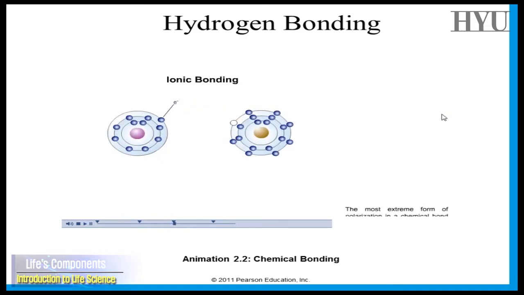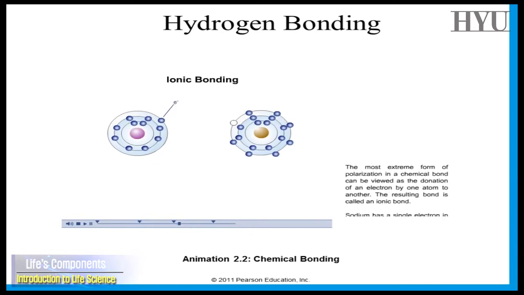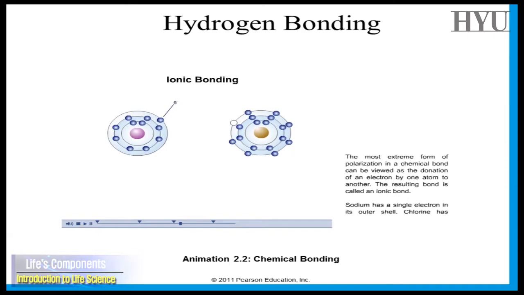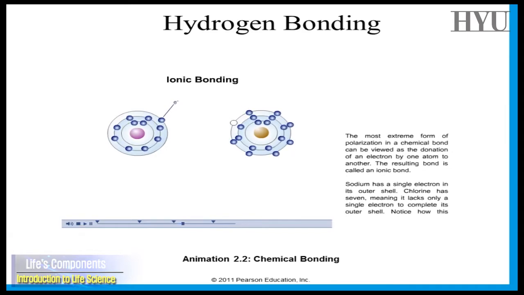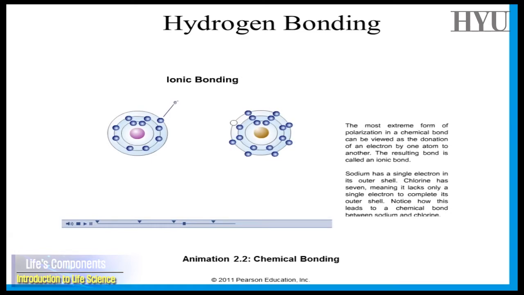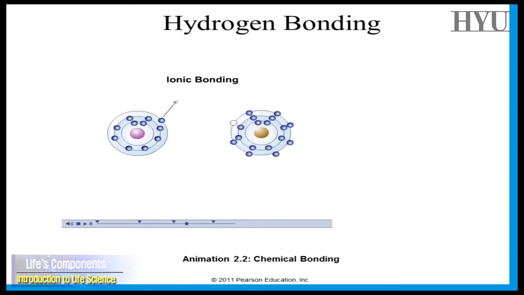The most extreme form of polarization in a chemical bond can be viewed as the donation of an electron by one atom to another. The resulting bond is called an ionic bond. Sodium has a single electron in its outer shell. Chlorine has 7, meaning it lacks only a single electron to complete its outer shell.